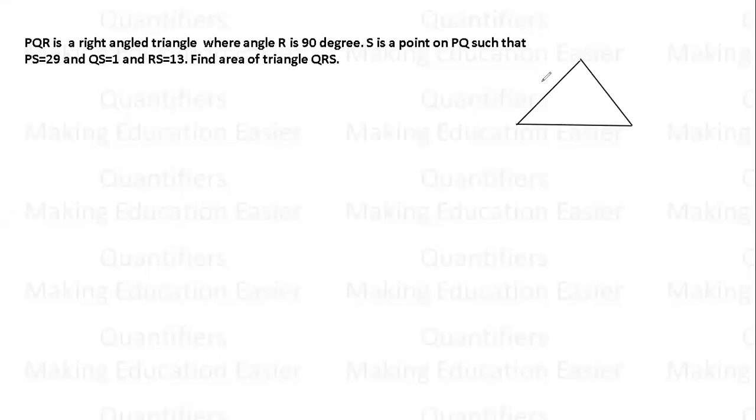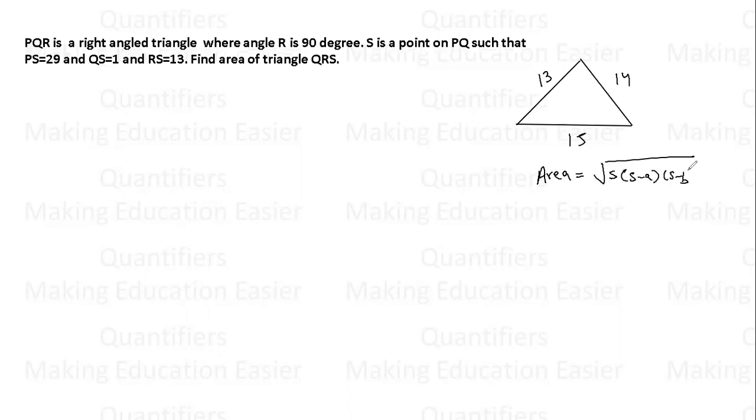So I'm just taking one example. Let's say I know the sides of a triangle. Let's say 13, 14, and 15. I hope all of you know how to calculate the area of a triangle if sides are given. The formula is square root, and inside the square root, you will have s into s minus a into s minus b into s minus c. This is the area of the triangle.